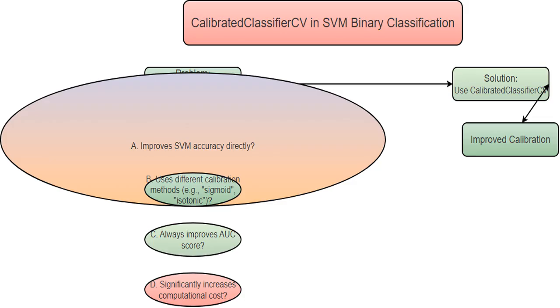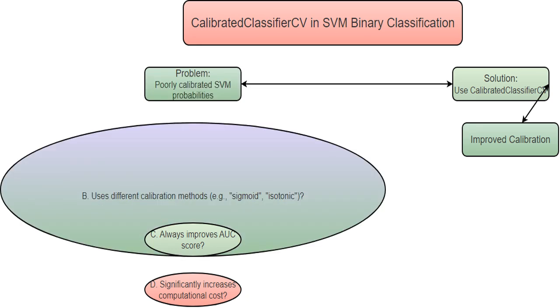I think that CalibratedClassifierCV won't directly improve my SVM's accuracy. Accuracy is about correctly classifying instances, and calibration focuses on making the predicted probabilities more reliable. While better calibrated probabilities might indirectly help accuracy, for example, by aiding in setting better thresholds for classification, it's not a guaranteed outcome.